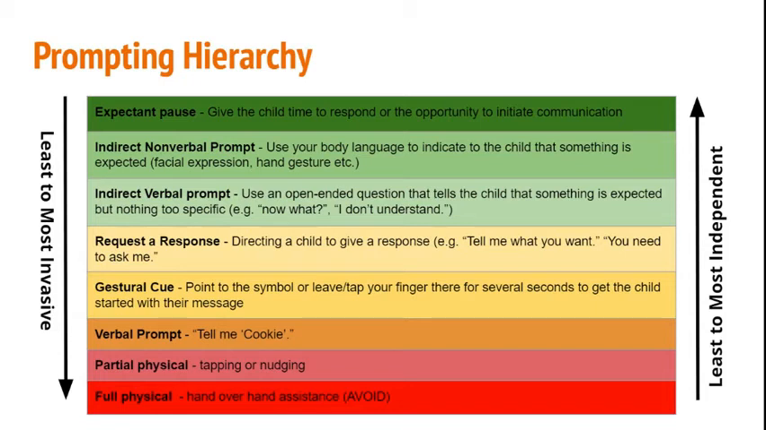In addition, if we force a child to communicate a message with a full physical prompt, they may develop a negative association with their communication device. The best and sometimes most effective way to get a child to communicate is to just wait. This can seem uncomfortable, but our students have learned that if they do nothing, someone will step in and do it for them. So we need to wait them out.